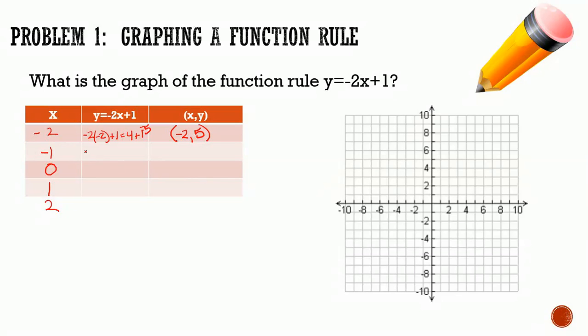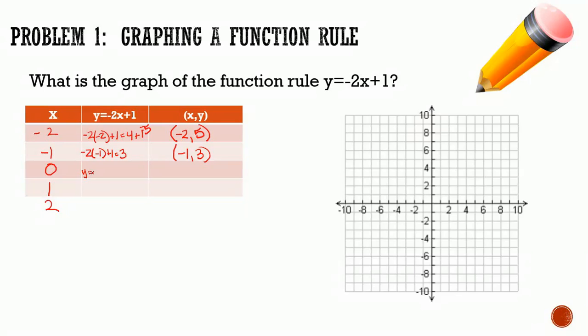Let's continue on. Got to plug in a negative 1, it says. So let's plug in a negative 1. So I'll get 2 plus 1, which is 3, right? So my y is 3. I will have the ordered pair of negative 1, 3. Because remember, your ordered pairs are always x and y, because x comes before y in the alphabet, right? Good way to remember it.